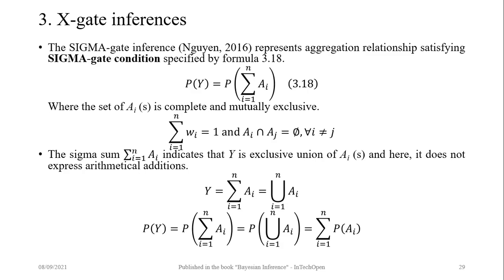The sigma gate inference, Nguyen 2016, represents an aggregation relationship satisfying the sigma gate condition specified by equation 3.18. This is the sigma gate condition 3.18, where the set of Ai is complete and mutually exclusive. The sum of Ai from 1 to n indicates that Y is the exclusive union of Ai, and here it does not express a critical condition.